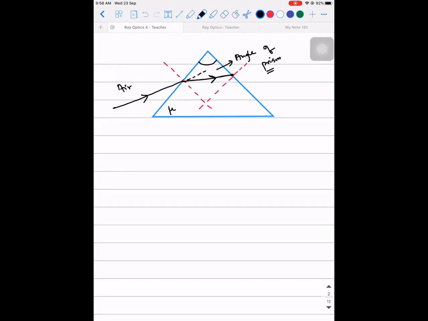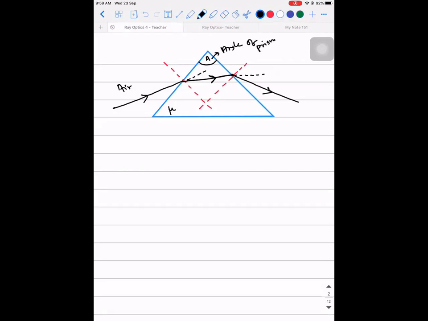Correct it, okay? So again, the ray is traveling from denser to rarer. This would have been the actual path. So it starts bending away from the normal. I hope the diagram is clear. It's a very simple diagram. If I call this angle as A, this is called the angle of the prism.